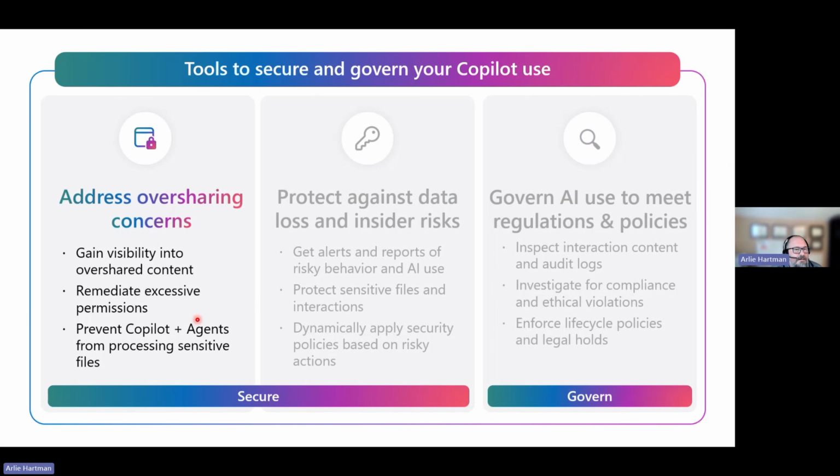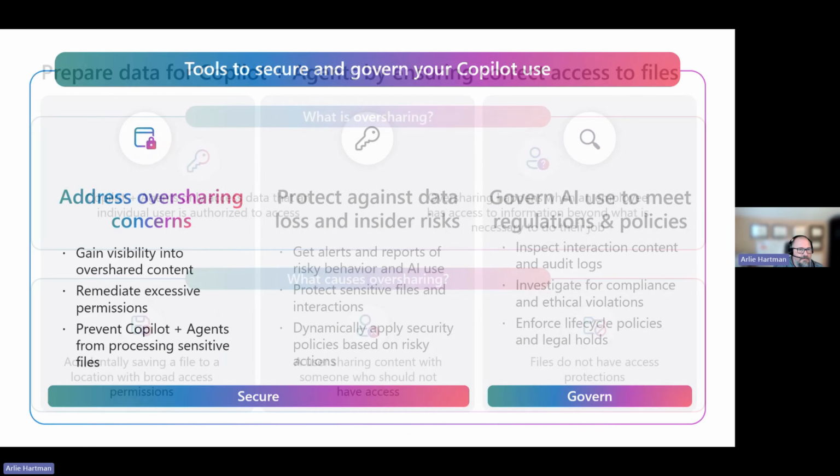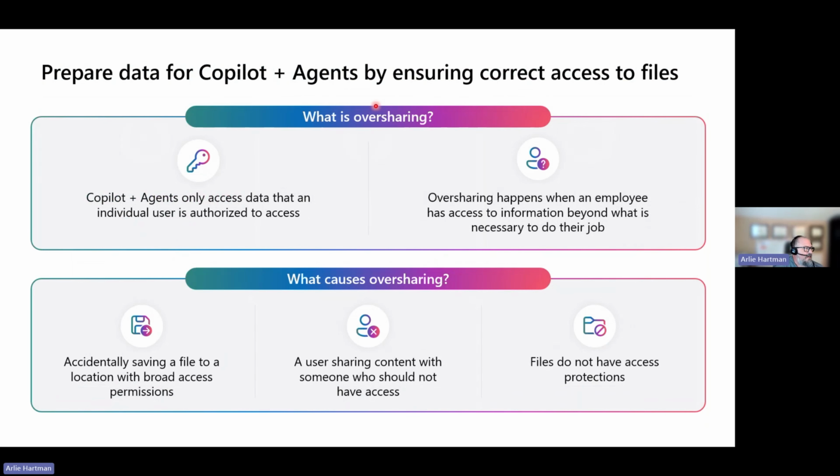Okay. So we talk about addressing oversharing concerns, right? Again, we're talking about gaining visibility into overshared content, looking at those excessive permissions, and preventing Copilot from processing sensitive files. So what is oversharing? Again, Copilot agents access data that the individuals have access to. But oversharing happens when an employee has access to information.